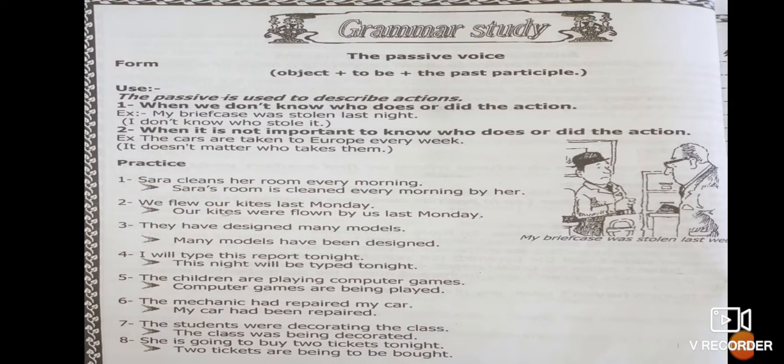Here our grammar today is about the passive voice. Okay, we took it before, but we will revise it. The form of the passive voice: object, verb to be, and the past participle of the verb. The passive voice is used to describe actions when we don't know who does or did the action. For example, my briefcase was stolen last night.